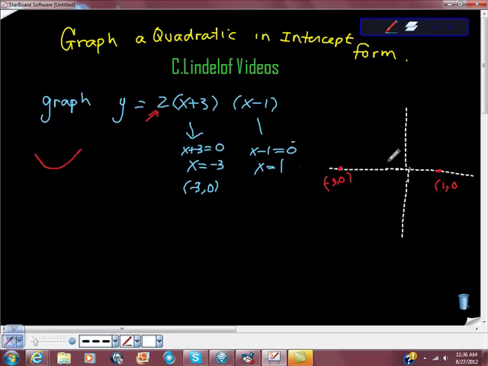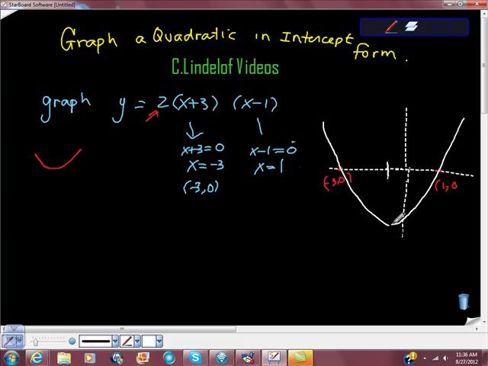Now I am going to find the average. Where is this middle point between them? Because this is what I know. I can draw this without knowing what it is. This thing is going to come down like this. Halfway between here and here, it's going to get to its minimum. And the question is, where is that minimum?